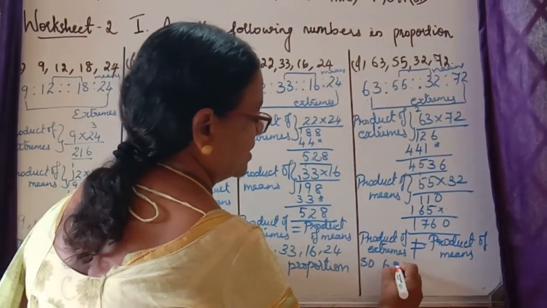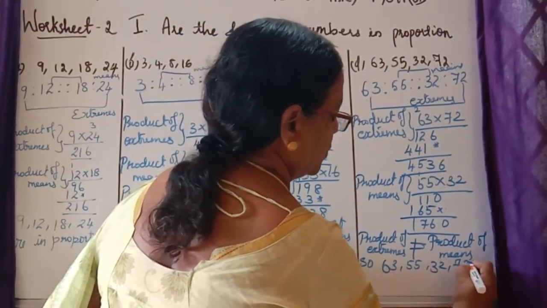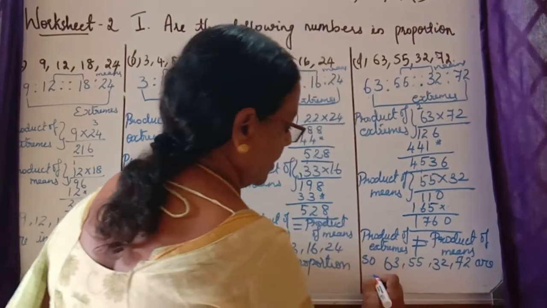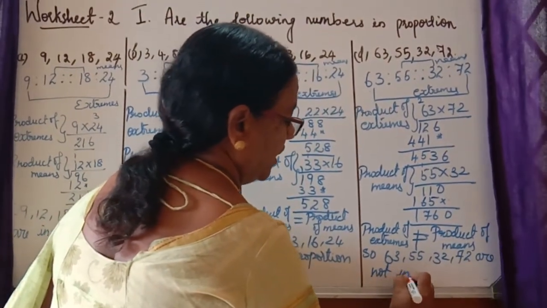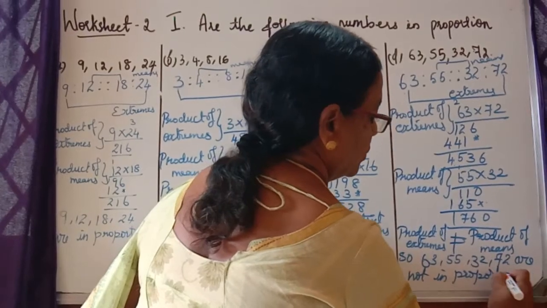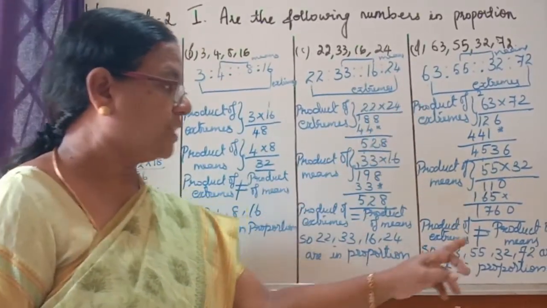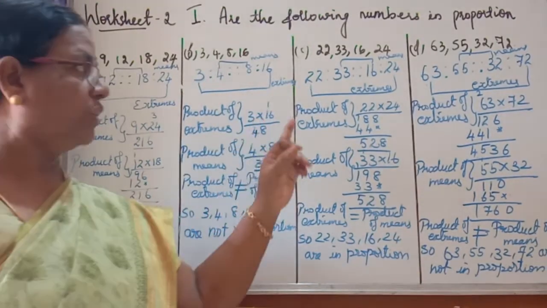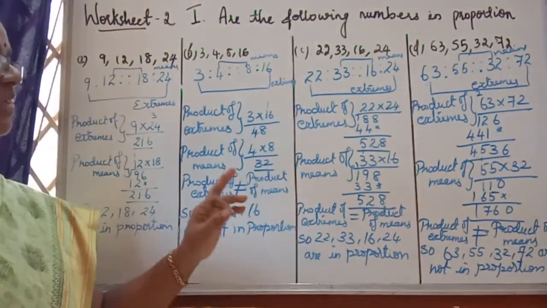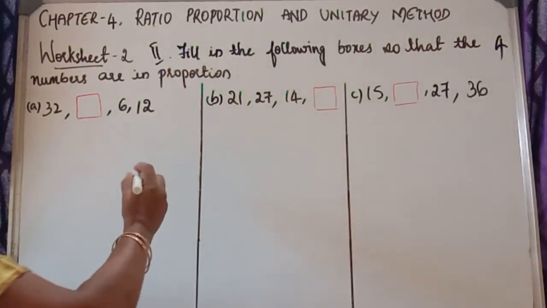So 63, 55, 32, 72 are not in proportion. Children, there are 6 sums. I completed 4 sums. E and F sums you have to practice by yourself as your homework. Now we'll move to second main.